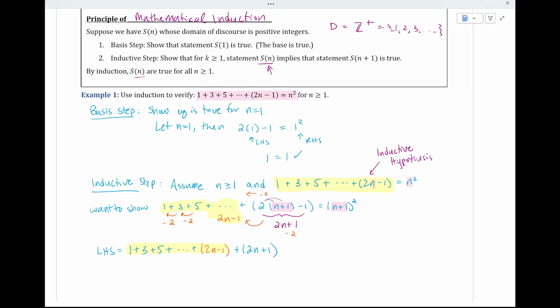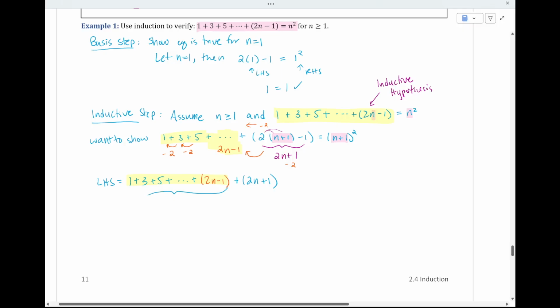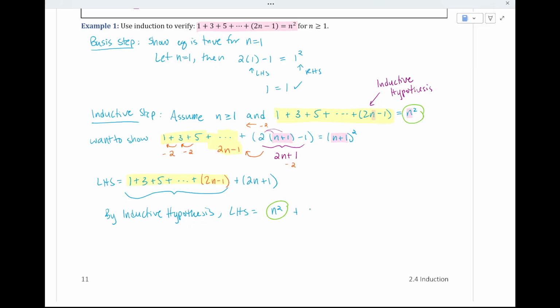That's really basically the strategy of all these induction problems: write out what you want to show and try to figure out what part of that is your inductive hypothesis. You want to make part of this left-hand side into the left-hand side of your inductive hypothesis. Because what I'm going to do next is this. By my inductive hypothesis, the left-hand side is equal to n squared, and that's this n squared right here, plus 2n plus 1. And that's from right here.